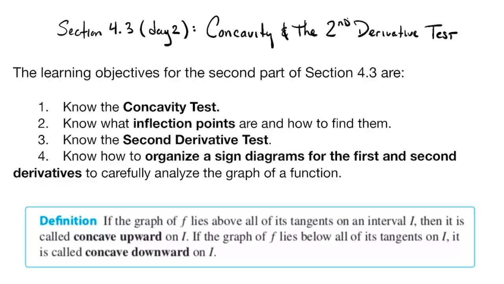And then I want to tell you about something called the second derivative test, which is an alternative to the first derivative test. It's got kind of an unfortunate name because it also classifies local extrema, but it does it with the second derivative, not the first derivative.